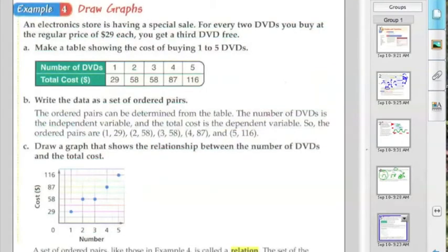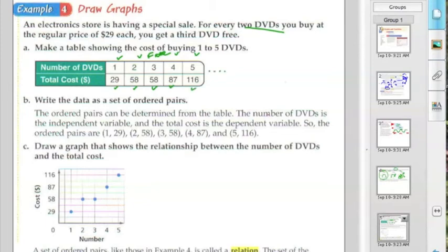On the last page, we're looking for how to draw graphs. So basically, the first thing is make a table showing the cost of buying 1 to 5 CDs. Now there's a special here. For every 2 DVDs you buy, you get the third one free. So you buy 1, it's $29. You buy 2, it's $58. You don't have to buy the third because it's free. So that's why it's $58. But then you buy the fourth, so it goes up another $29. Buy the fifth, it's $116.